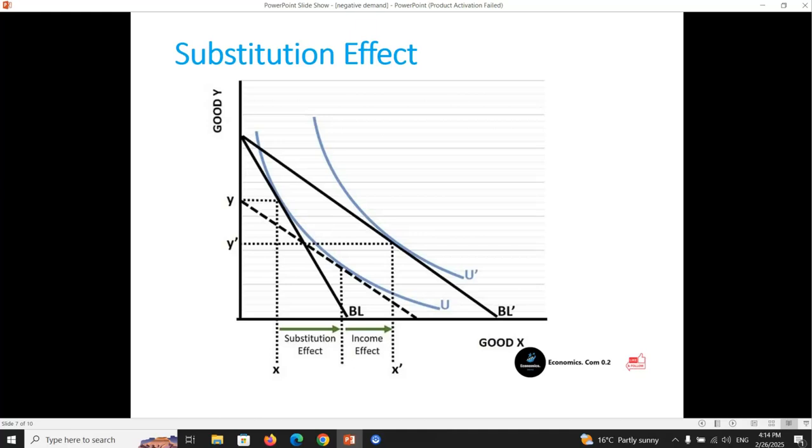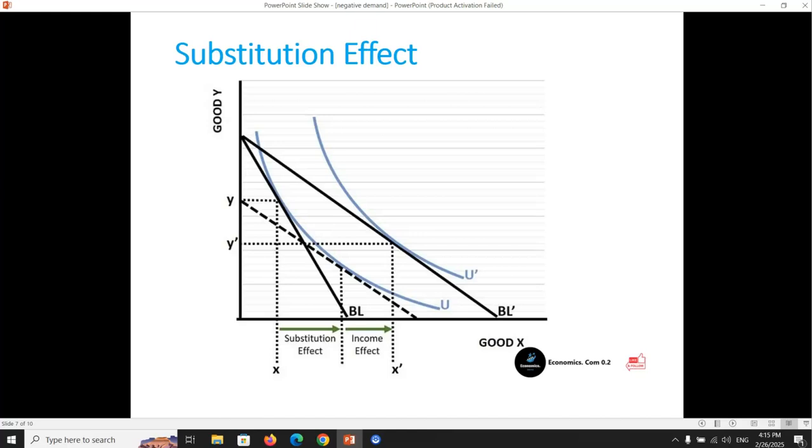Before we examine the effects, we need to understand the structure of this graph. The y-axis represents good Y and the x-axis represents good X. There are two goods, X and Y. The initial budget line represents the consumer's original income and the amount of good X and good Y they can afford before the price changes. The new budget line BL' shows how their purchasing power has shifted after the change in prices. The movement from BL to BL' happens because the price of good X has fallen, making it more affordable.